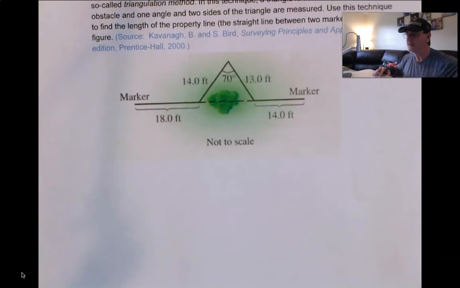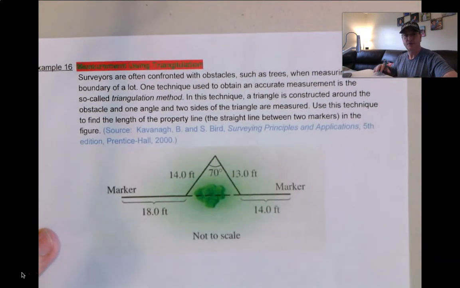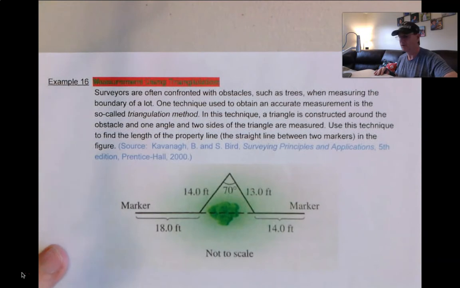And example 16. Surveyors, often confronted with obstacles such as trees when measuring boundary of a lot, one technique used to obtain an accurate measurement is the so-called triangulation method. In this technique, a triangle is constructed around the obstacle and one angle and two sides of the triangle are measured. Use this technique to find the length of the property line, the straight line between the two markers.